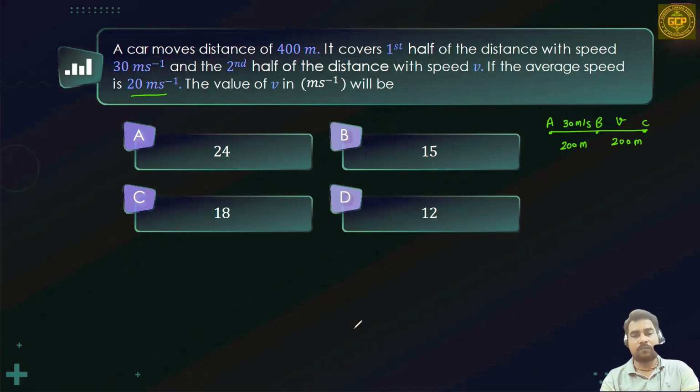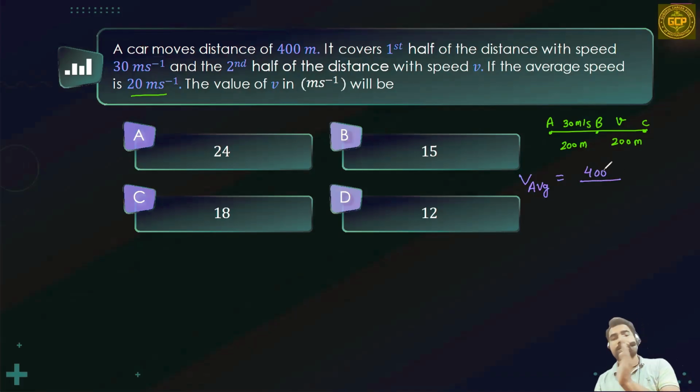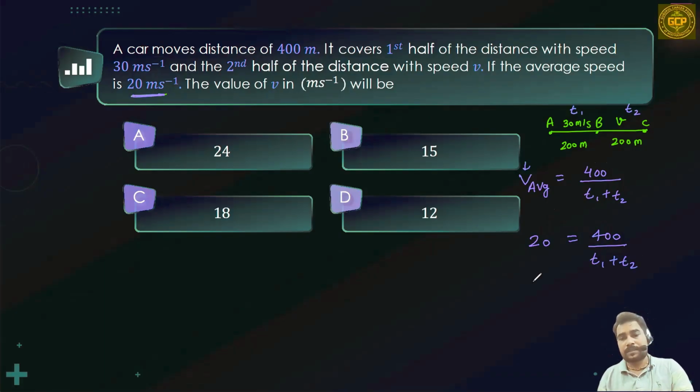So what can we do in this case? Not a big deal. I am using the formula of average velocity. Average velocity is total distance upon total time. So total distance is 400 meter, 200 plus 200. Total time I am assuming as T1 and T2. So total time is T1 plus T2. This time average speed is given to me as 20. So 20 equals 400 upon, but time is not given. So T1 plus T2.